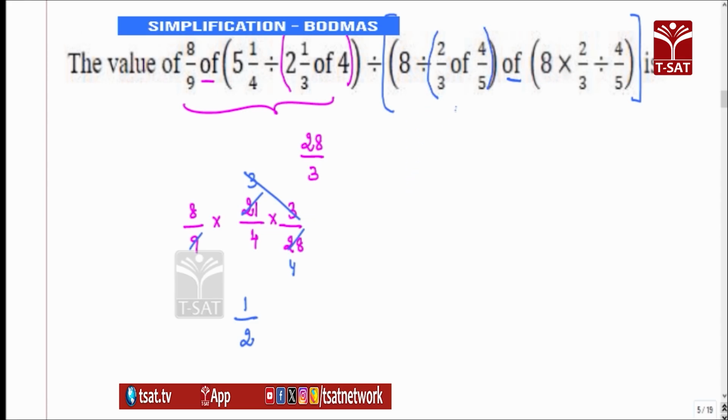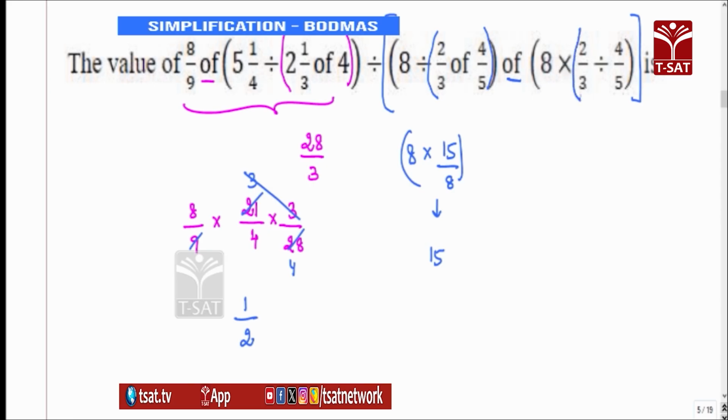So, 8 by 15. If the division is taken out, it becomes multiplication. So, 15 by 8. If you completely solve this and simplify it, it becomes 15. Now, go to the next bracket.